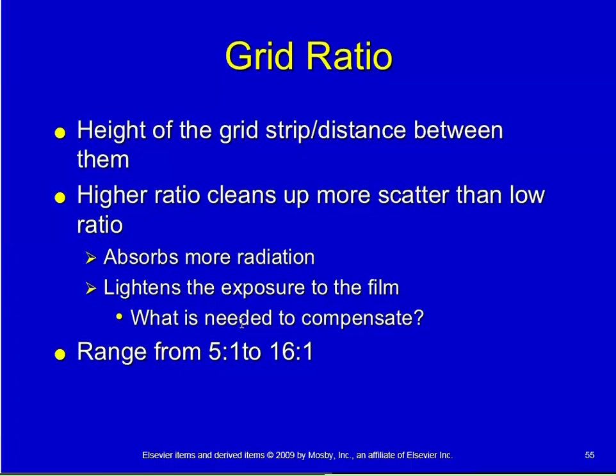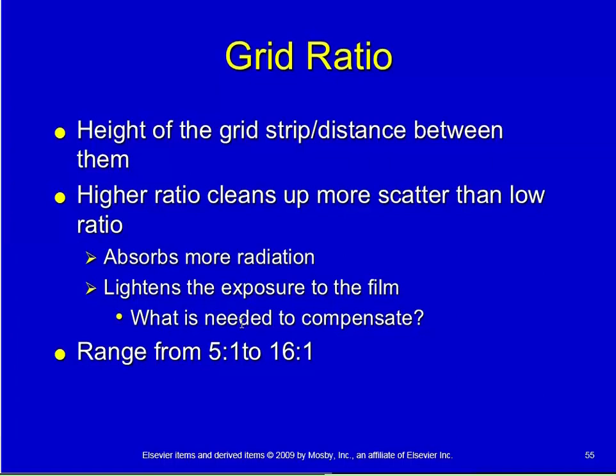So how do we compensate for that? Well, what are we trying to accomplish with a grid? What is the purpose for a grid? We use a grid to clean up scatter radiation. So what technical factor controls how much scatter radiation we create? That would be kVp. So do we want to increase kVp and create more scatter radiation, or do we want to increase mAs and clean up the same proportion of scatter that we would otherwise create anyway? And the answer is mAs. We want to increase mAs to compensate for grids.